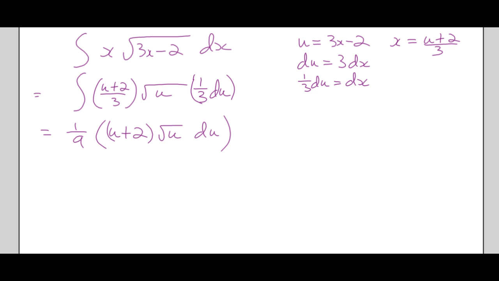Okay, that's good because I wasn't looking forward to integrating u plus 2 over 3, right? But that's just a constant, so we don't need to worry about that. So what are we going to do? Well, we're going to multiply through by u to the half, right? So this will be u to the 3 halves plus 2u to the half du. I lost an integral sign somewhere. Okay, they're back in there now. Now we can do the integral. Yay.